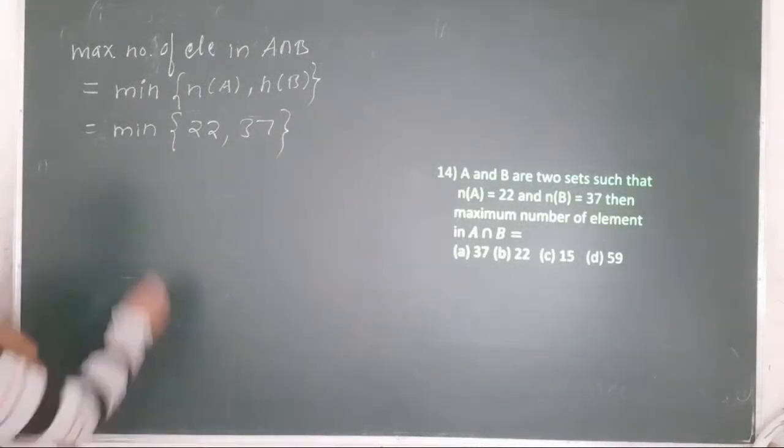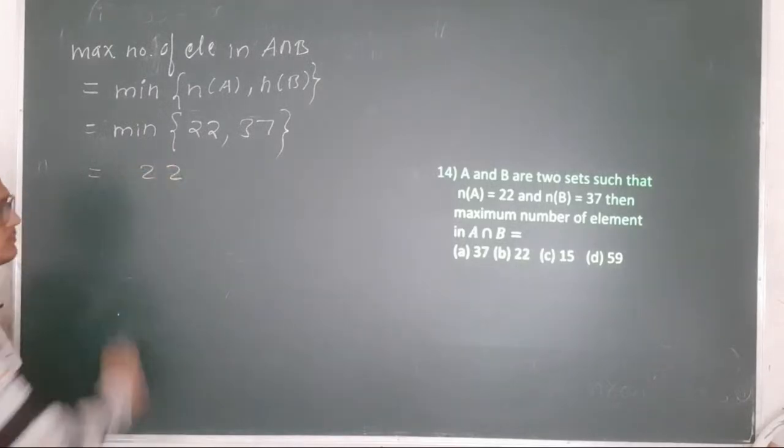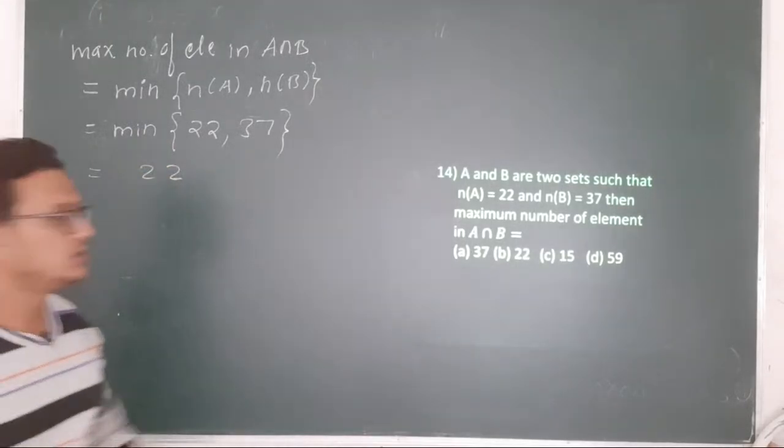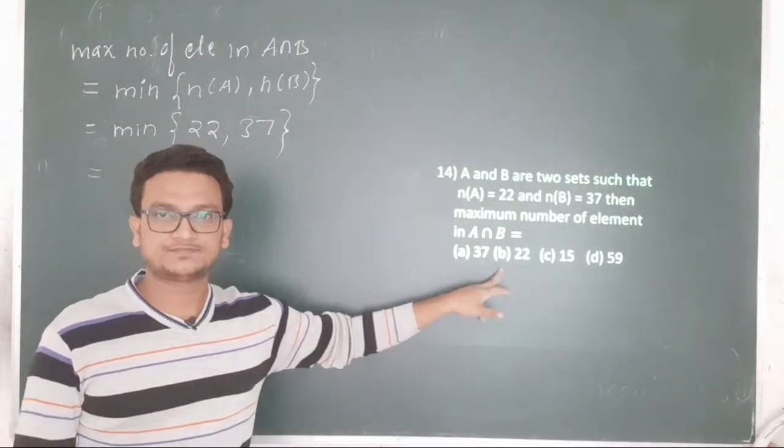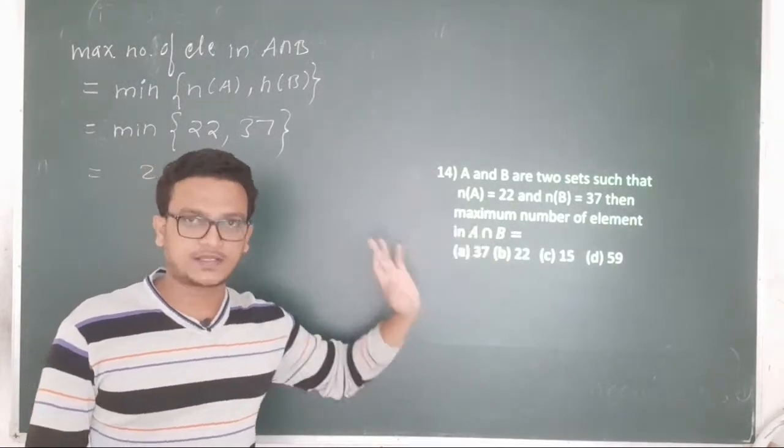So which is the minimum value among these? It is 22. So which option is correct in this? Option B is correct.